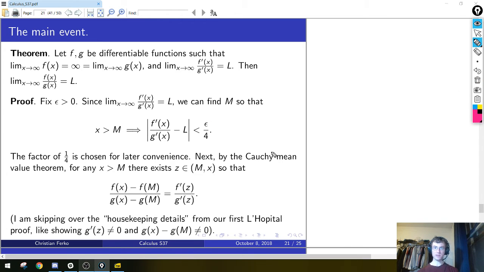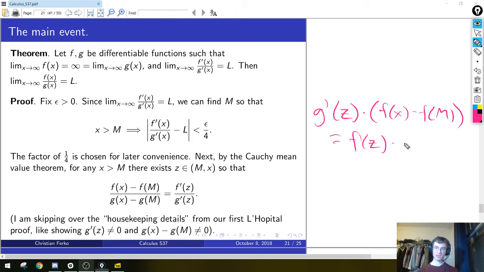Now we have to use this other thing. We proved this Cauchy mean value theorem a while back, which we used in the first version of L'Hopital's rule. This might look unfamiliar. I think the way I wrote it before was by multiplying through. So I wrote it as g prime of z times what we would call here f of x minus f of m equals f prime of z times g of x minus g of m. So I wrote it that way when we first proved it.